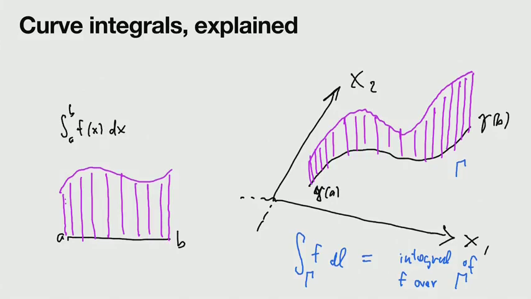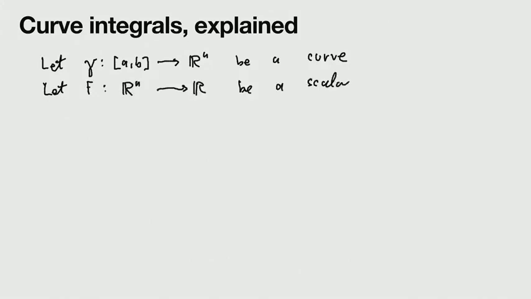Let's start as follows. Let gamma from A to B be a curve, and let f be a function that lives on R to the n. Let it be a scalar field. f is a scalar field that lives on R to the n and produces a real number.